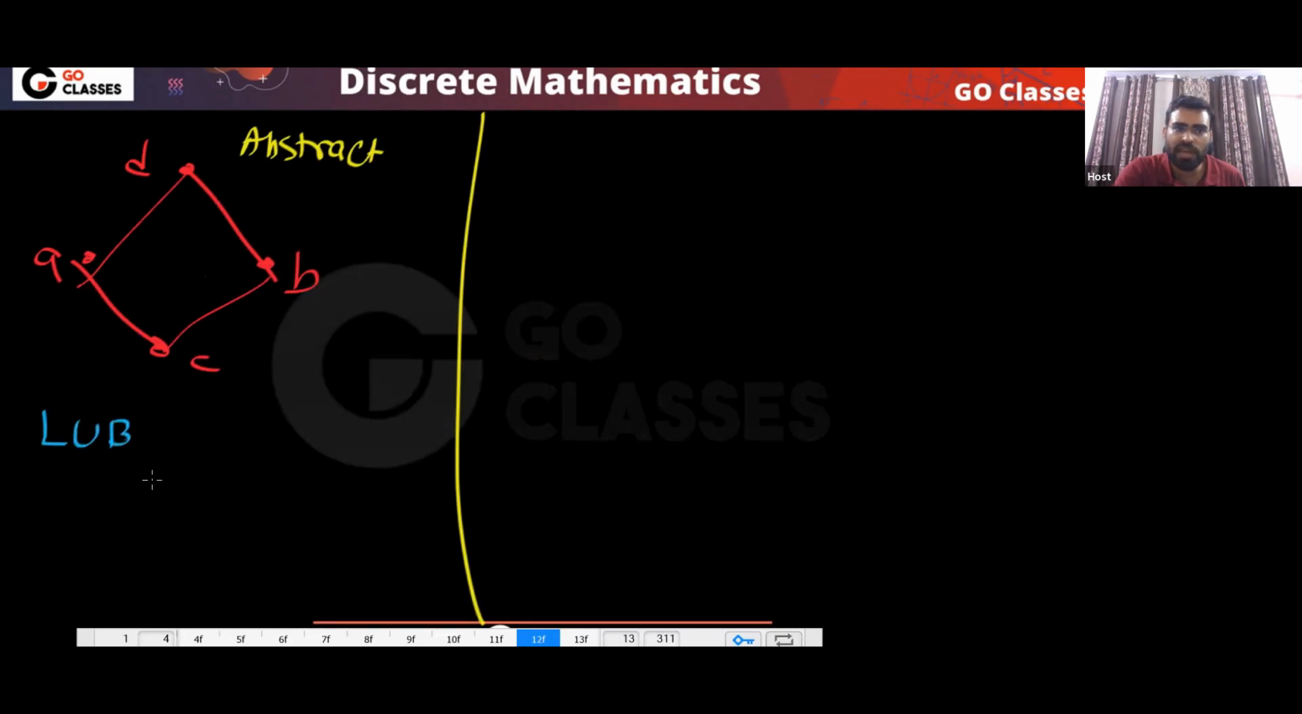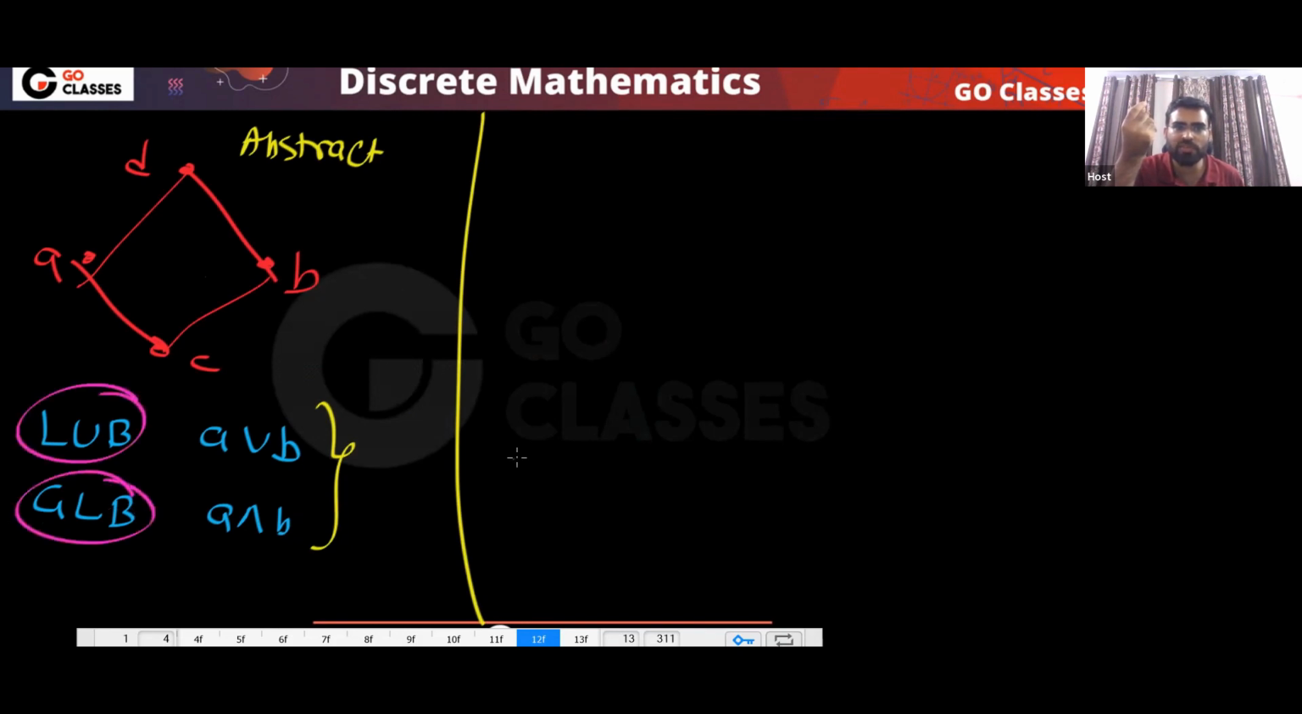You will use these words: LUB, GLB, correct? Minimal, minimum, like these words you will use. So I can say LUB, GLB, these words you are going to use. Now tell me, if I study this one, this structure with 1, 2, 3, 6, then what words will you use in this structure?